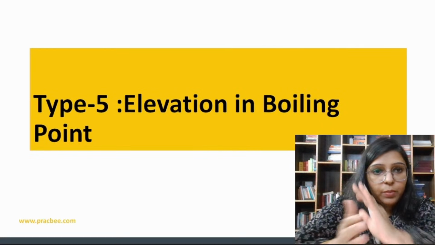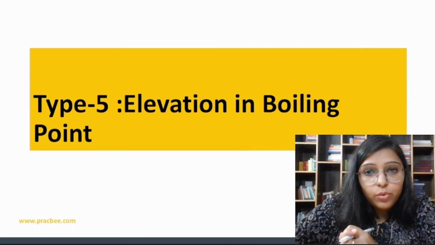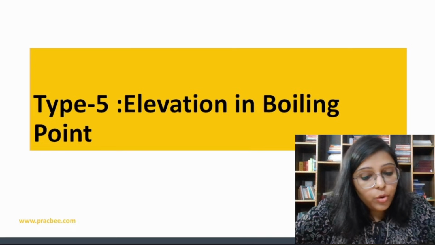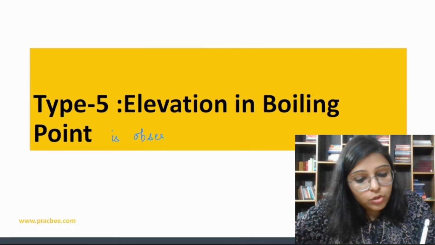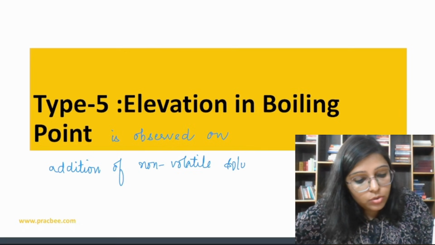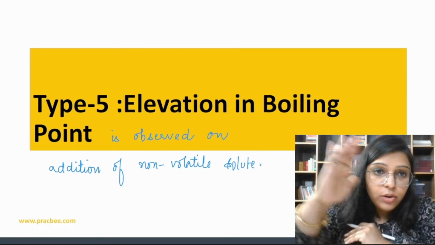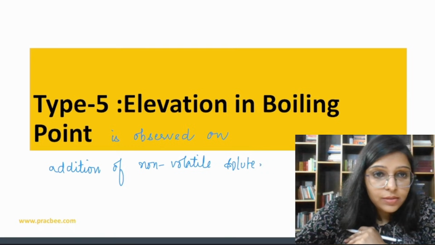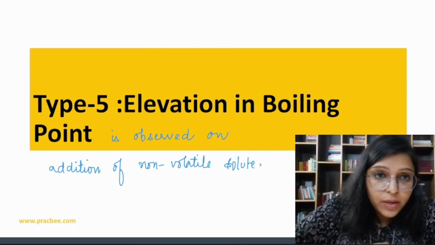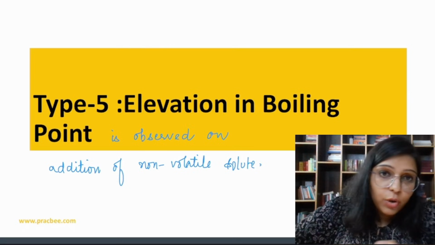Okay, now we are moving to the next type of question. In this, we are going to discuss some questions related to elevation in boiling point. Elevation in boiling point is observed on addition of non-volatile solute. Why? Because when we add non-volatile solute, the vapor pressure decreases. And if vapor pressure decreases, then we have to heat more in order to make the vapor pressure equal to atmospheric pressure. That's where there is the elevation in the boiling point.